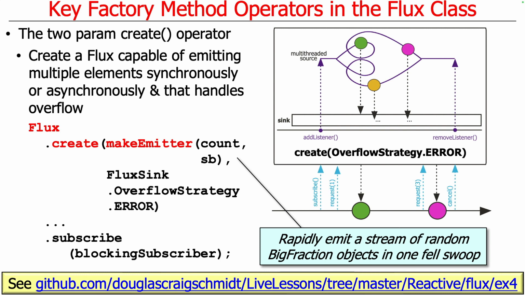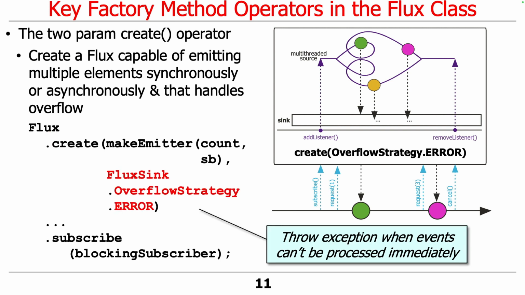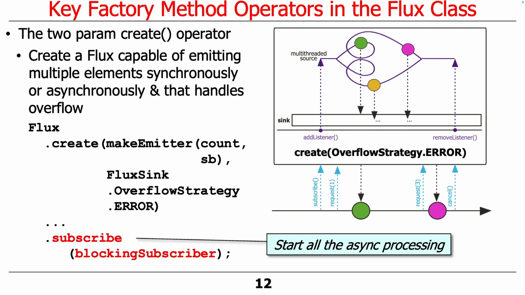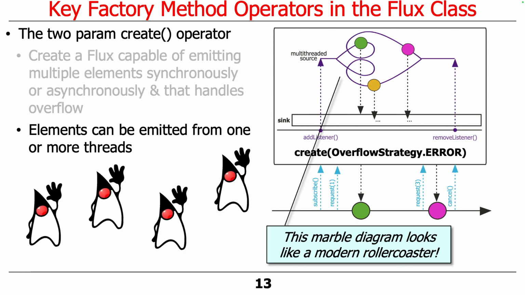Here's a very simple example. We'll, of course, take a look at this example in more detail when we get to this case study. We're going to call a factory method called makeEmitter, which is going to emit a stream of random big fraction objects in one fell swoop. It'll emit it without being concerned with back pressure, which is why the back pressure name is such an odd name here. We're going to give it the error overflow strategy, which says if you can't keep up, throw the overflow exception. And then we're going to block here using a blocking subscriber, and that will start off all the asynchronous processing. We'll take a look at some examples of how this works when we get a little further along.